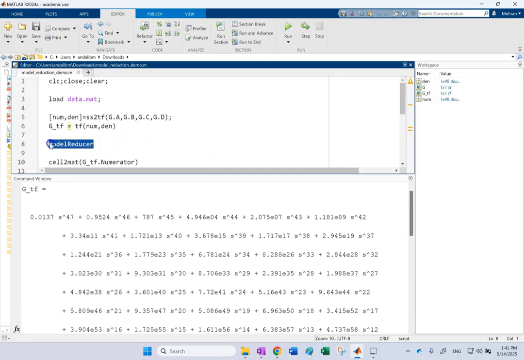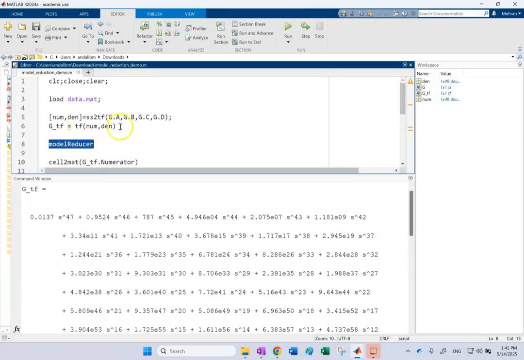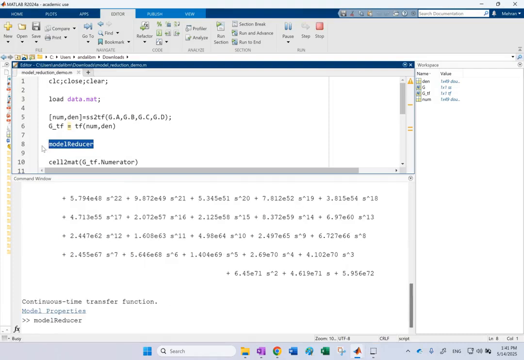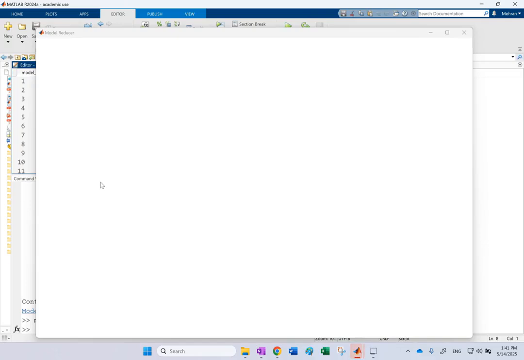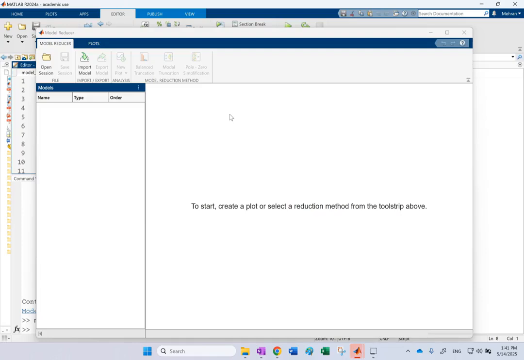For that, we're going to load the Model Reducer app, which you can get from the Apps tab, or you can directly run it from the command window. So here we are going to run the Model Reducer app. Let's go ahead and bring it up. We import our system into it, and then it allows us to visualize the poles and zeros of the system, the Hankel singular values of the system, and then we can see if we reduce the system order from 48 to something smaller, how close is the response of the reduced order system to the original system? Is it acceptable or not? So this is that application.